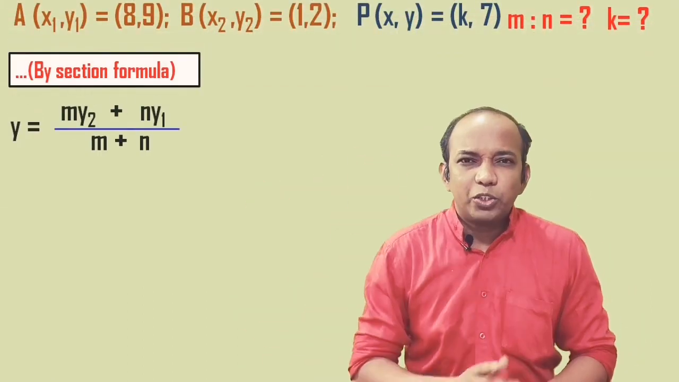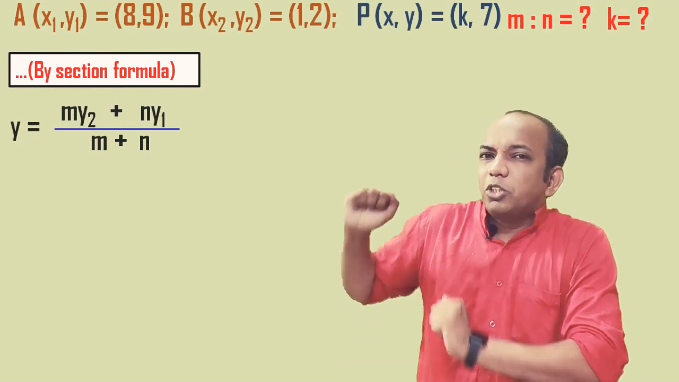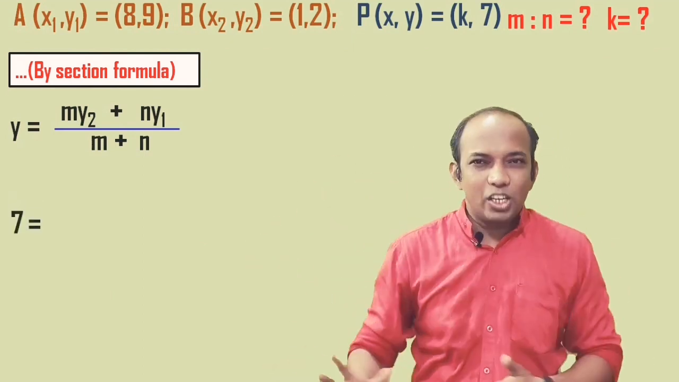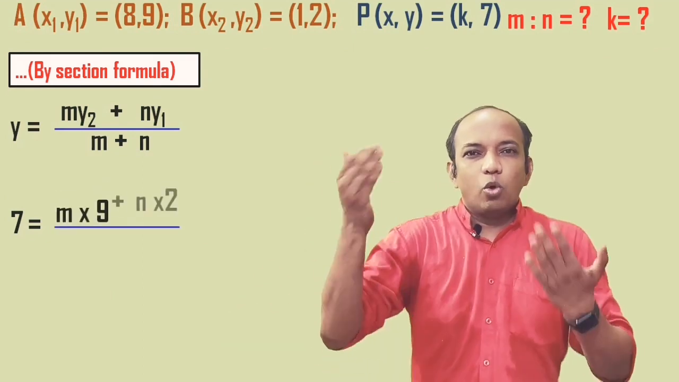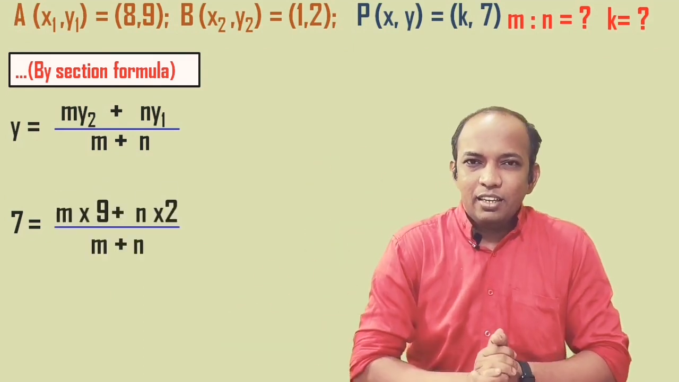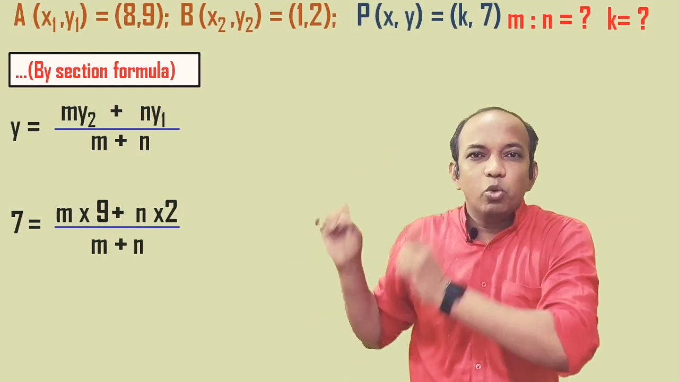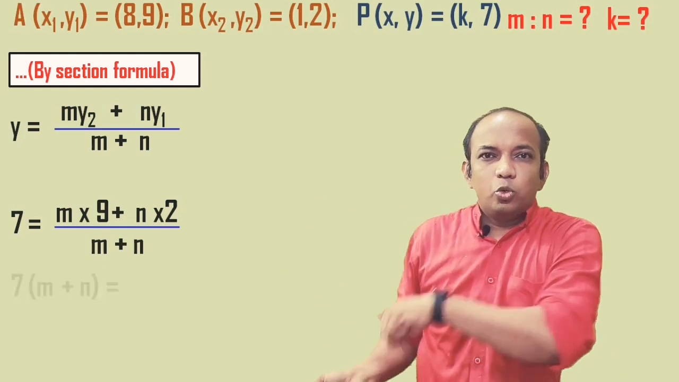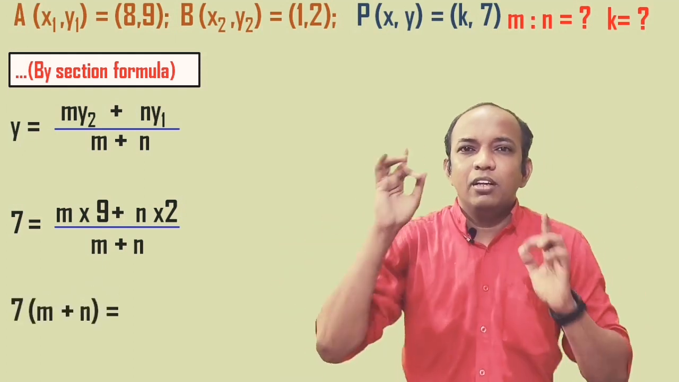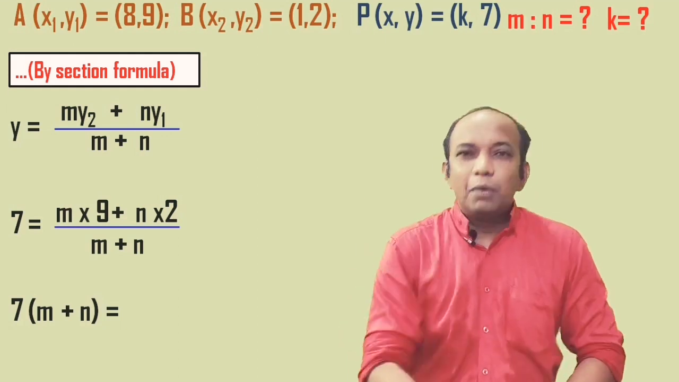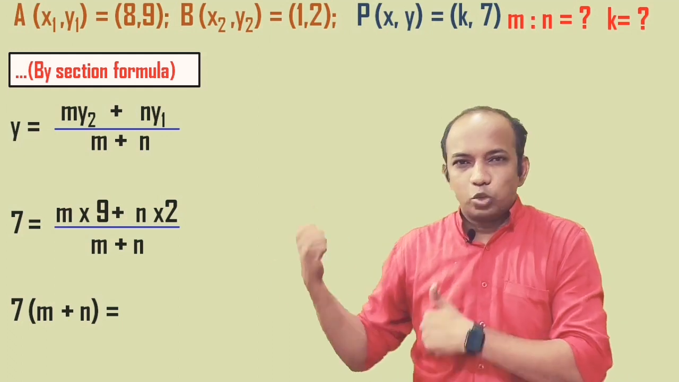Y equals to my2 plus ny1 the whole upon m plus n. The moment you substitute the values in it, we get 7 equals to m into 9 plus n into 2 the whole upon m plus n. After this step, in the previous sum also what we did, we moved that m plus n to the other side of the equality in the multiplication. So here also we are going to do the same step. 7 multiplied by that whole bracket, that is m plus n, equals to 9m plus 2n.